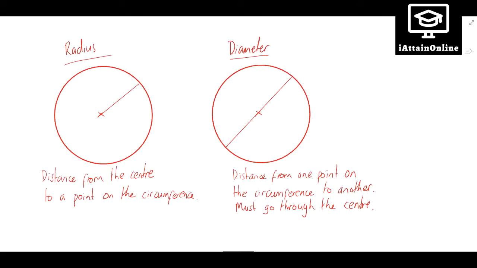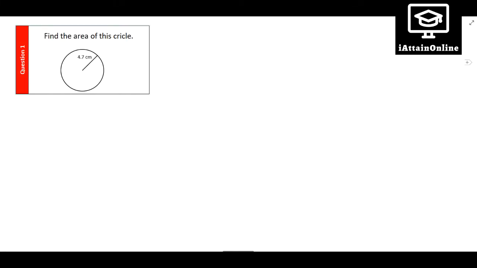Just a quick reminder that the radius is the distance from the center of the circle to the circumference, and the diameter is the distance from one point on the circumference to another, but it must go through the center. If you are given the radius and you want the diameter, you're going to times it by 2. If you are given the diameter and you want the radius, you're going to need to divide that by 2. That's really important for some of these questions.